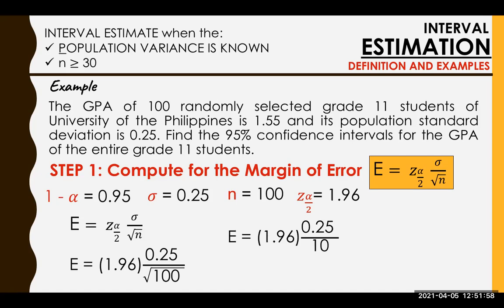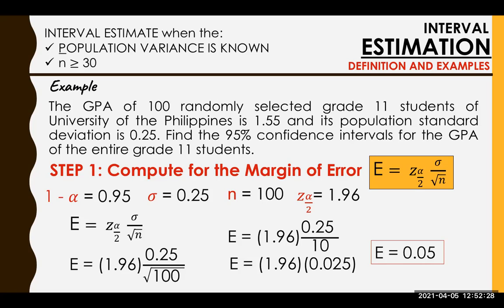So the first thing to simplify is the square root of 100, which is equal to 10. Then after that, we divide 0.25 by 10, and the quotient is 0.025. And finally, we multiply 0.025 by 1.96, and the value of the margin of error is 0.05. We always express our final answer in 2 decimal places.